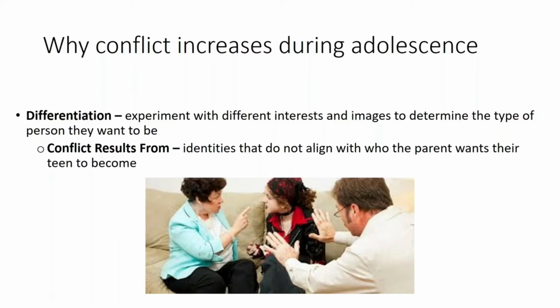Differentiation can lead to conflicts, particularly when teens assume identities that parents might find unfamiliar or that don't align with their own values or what they want their teen to become or how they've envisioned their teen to be growing up as they become a young adult.